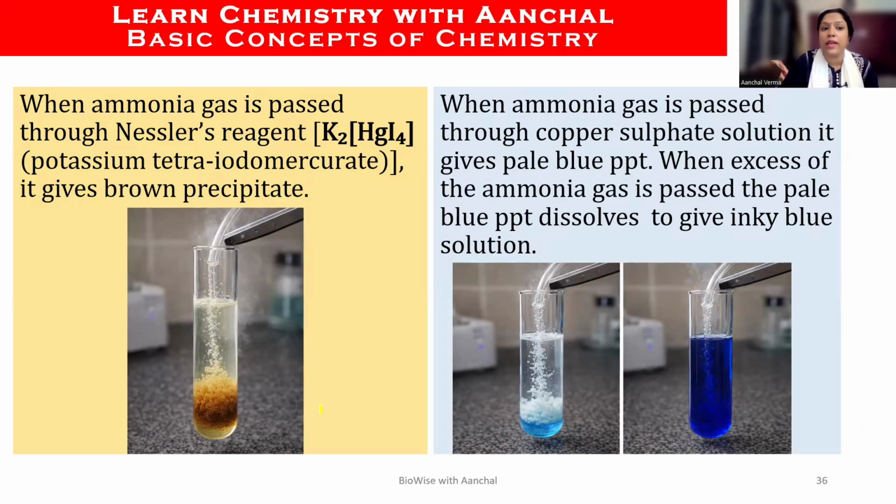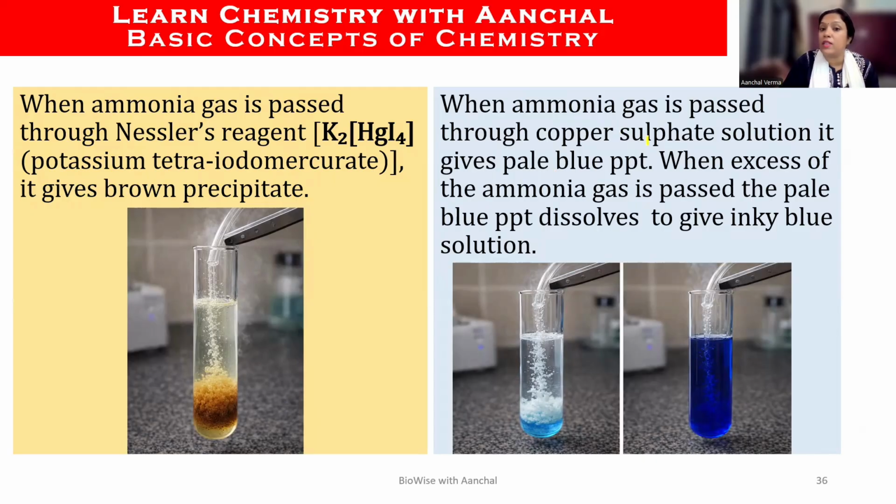So when ammonia gas is passed through Nessler's reagent. What is Nessler's reagent? It's a potassium tetraiodomercurate complex. It's a coordinate compound, you can say. You can just understand it as a complex compound. It gives a brown precipitate. This formation of brown precipitate confirms the presence of ammonia gas.